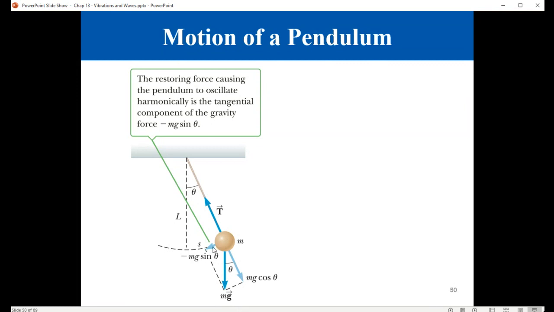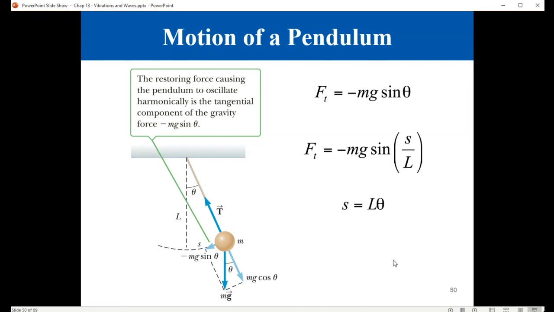And it is minus, just like the restoring force for the spring in Hooke's law, because this is a restoring force that tries to restore the pendulum bob to the unstrained position here. So the net force that drives the pendulum in its oscillation is this, minus mg sine theta. And sine theta is equal to S divided by L. S is the arc divided by L, that is sine theta.